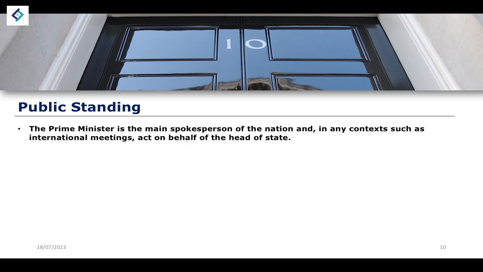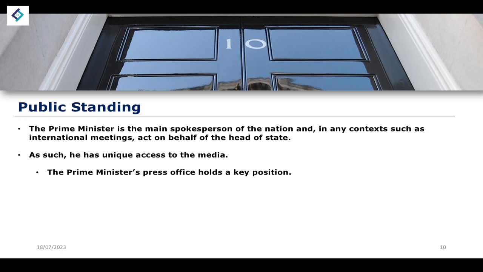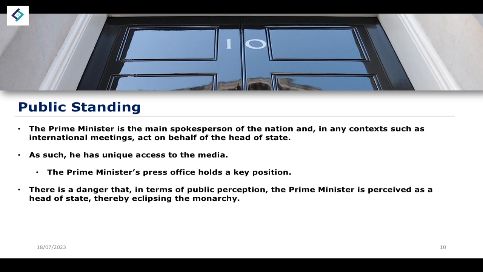In addition to this, we also have the public standing that the Prime Minister has. He or she is supposed to be considered the main spokesperson of the nation, and in any context, such as international meetings, they act on behalf of the head of state, and so they act almost as a de facto head of state. This is also something where we see the fact that the Prime Minister has unique access to the media. The Prime Minister's office holds a key position in ensuring unique access to the media. And in terms of public perception, the Prime Minister is perceived as the head of state.